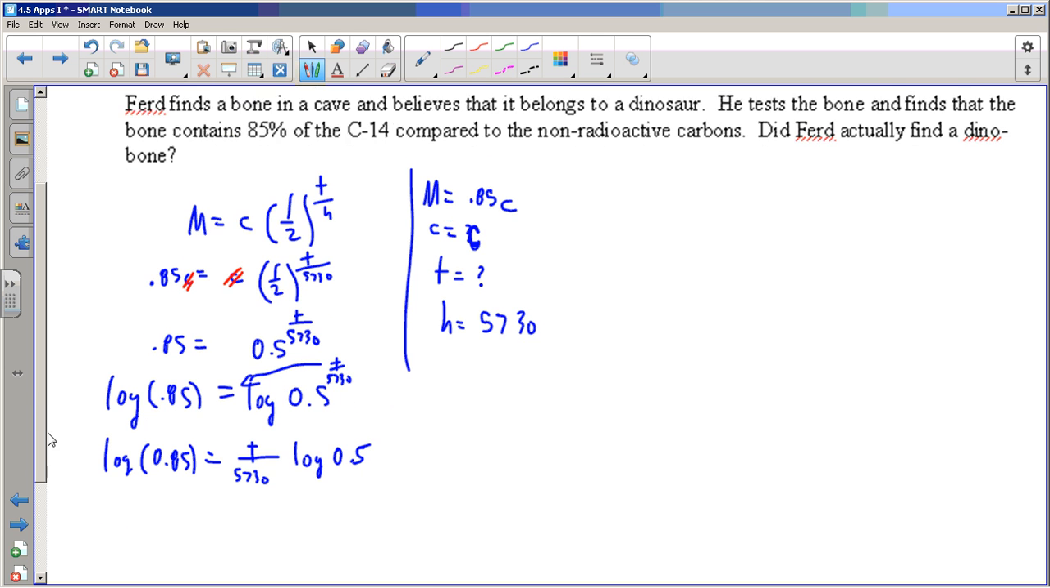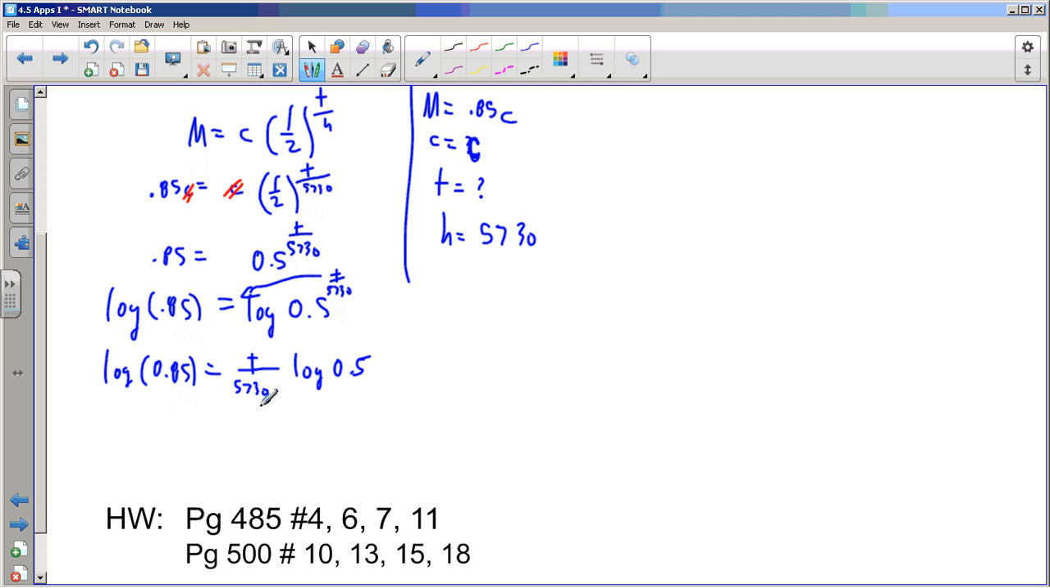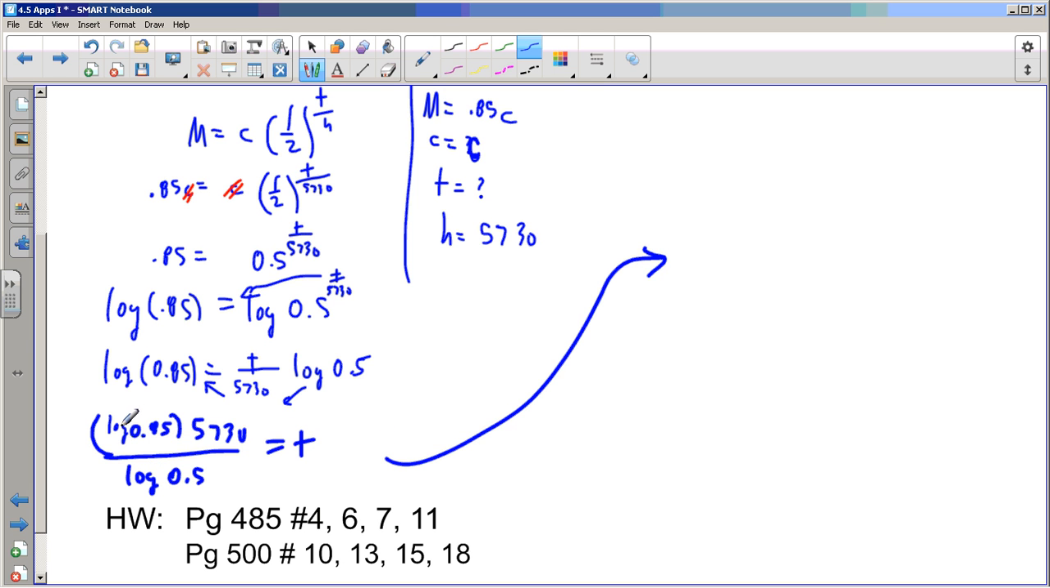And now it's just not routine, but getting to be routine, right? How do I want to get t alone? I'm going to cross multiply here, multiply by 5730, divide by this to get t alone. So it's kind of like this gets multiplied up here. And again, I'm writing it in exactly and then put everything into the calculator at one time. That's times 5730. Since this is multiplied here, it's divide on the other side. And now jam that into a calculator. That times that divided by that.